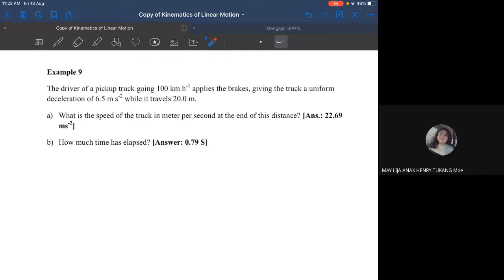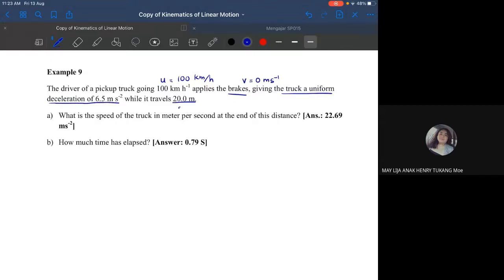Right, so the driver of a pickup truck going 100 km per hour applies the brakes. Okay, so sekarang kita ada driver of a truck. So dia cakap dia tengah bergerak selaju 100 km per hour. So I think this our U lah. 100 km per hour applies the brakes. So maksudnya dia akan stop lah. So V equals to 0 ms negative 1. Okay, giving the truck a uniform deceleration of 6.5 meter per second while it travels 20 meter.